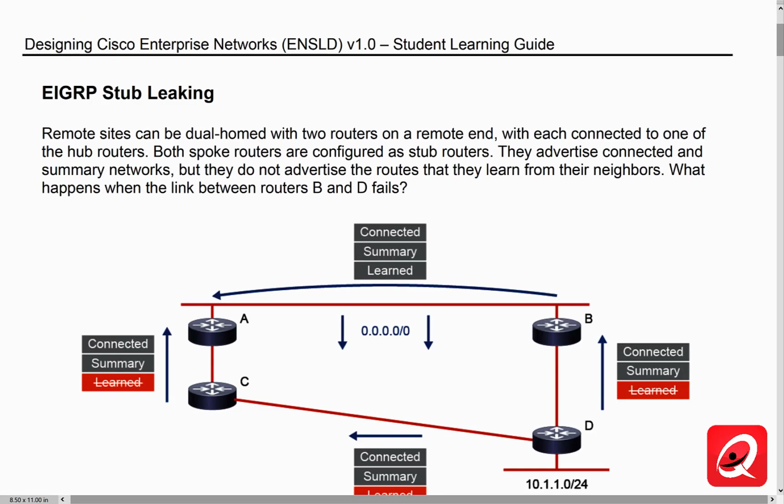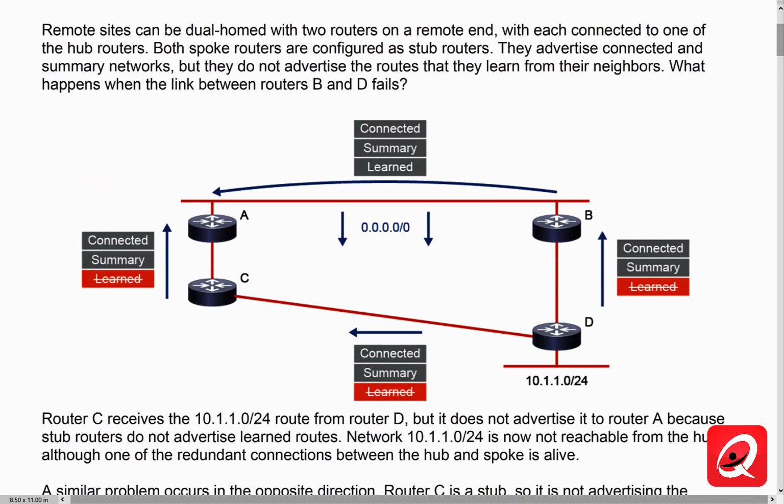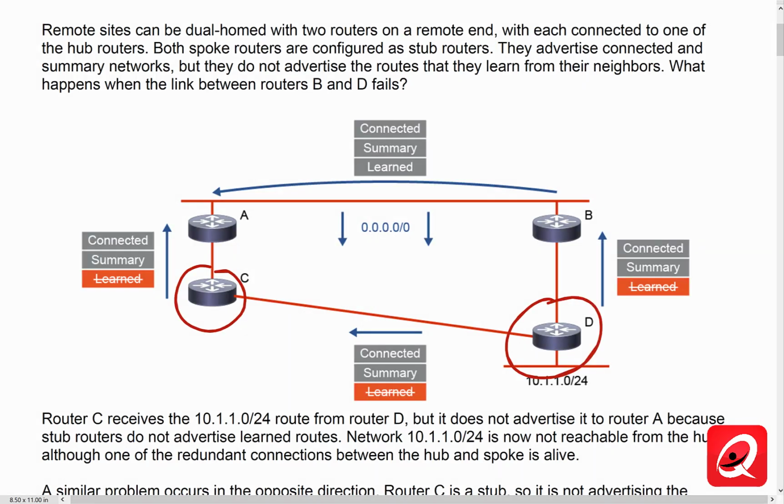Now, one of the things that stub features provide us the ability to do is something called stub leaking. Remember, stub routing is a two-faceted implementation, right? The first thing that happens when you configure a router as a stub, let's say router C becomes a stub and router D becomes a stub in this particular scenario, okay?